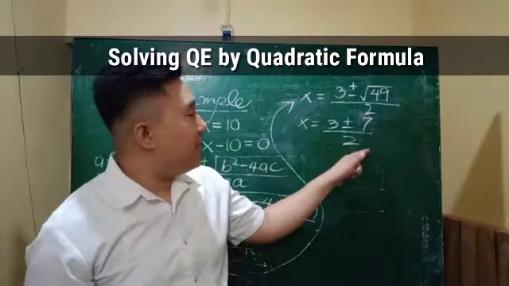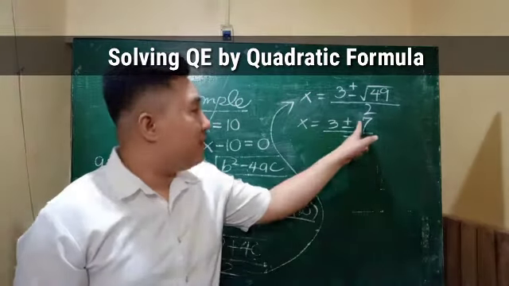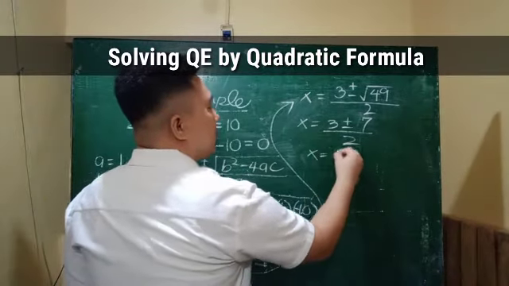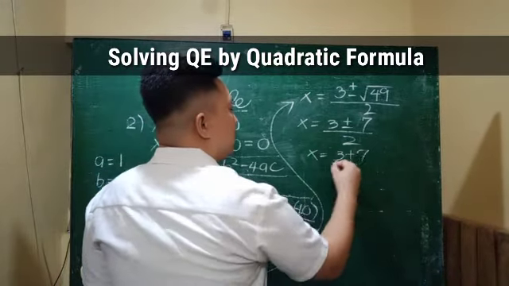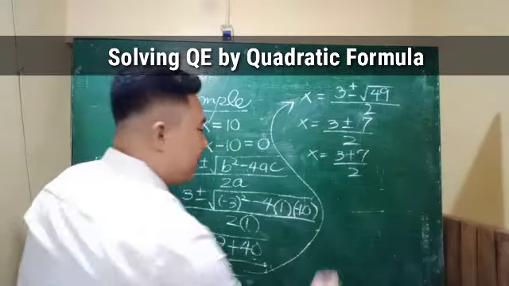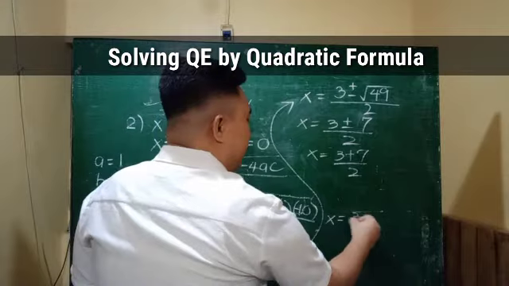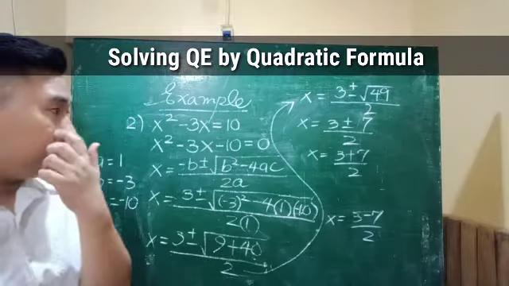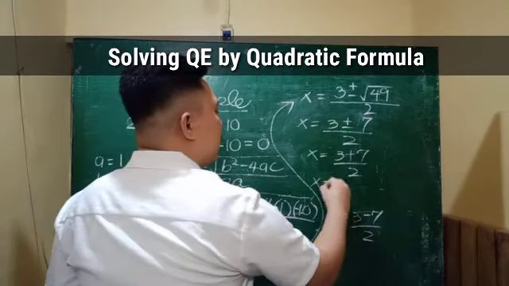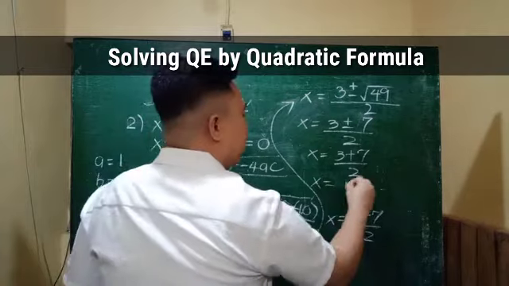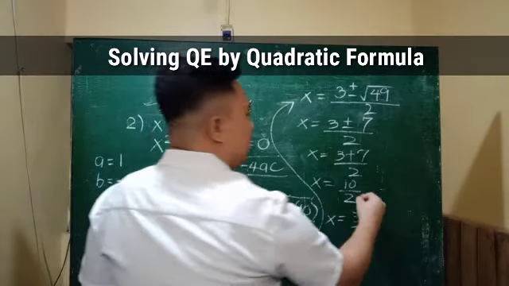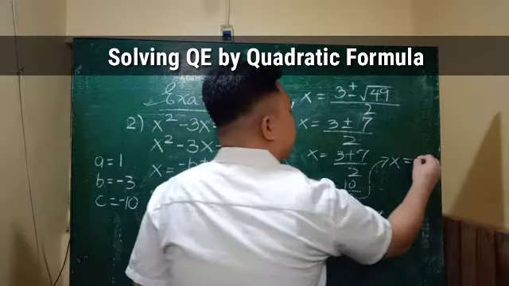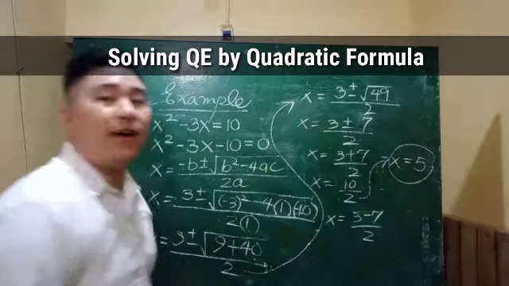Next, pag ganyan na, ihiwalay natin ang positive 7 sa negative 7. So, magiging x equals 3 plus 7 over 2. At yung isa naman ay x equals 3 minus 7 over 2. Kuha? Then solve. We have x equals 3 plus 7, 10 over 2. Then, x equals 10 divided by 2, 5. So, our first x is 5.